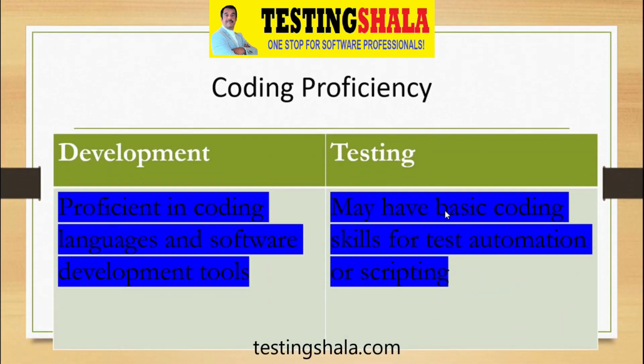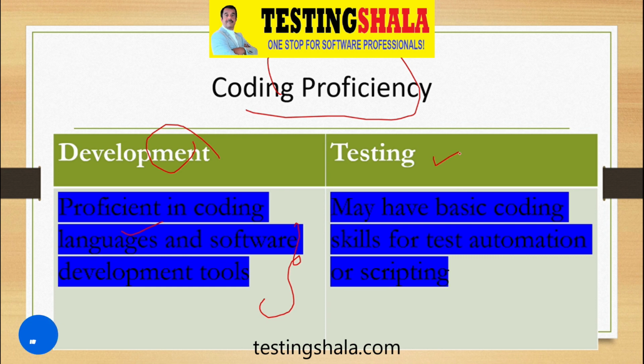In terms of coding proficiency or coding skills, the development team requires more coding skills, especially with different programming languages and software development tools as well. From the testing perspective, if testers have basic coding skills for test automation or scripting, that is more than enough to take up the testing role.